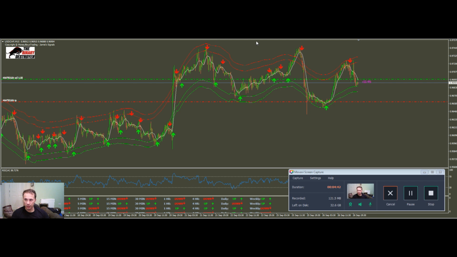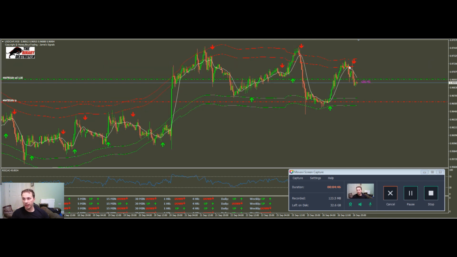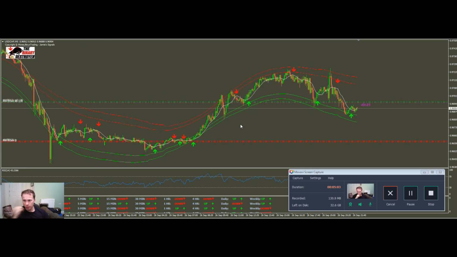On the 15-minute, there's my entry there, and on the 30-minute is again my entry there, so all three time frames are telling me the exact same thing, which to me is the icing on the cake. I know this trade will hit my take profit, which is down here.